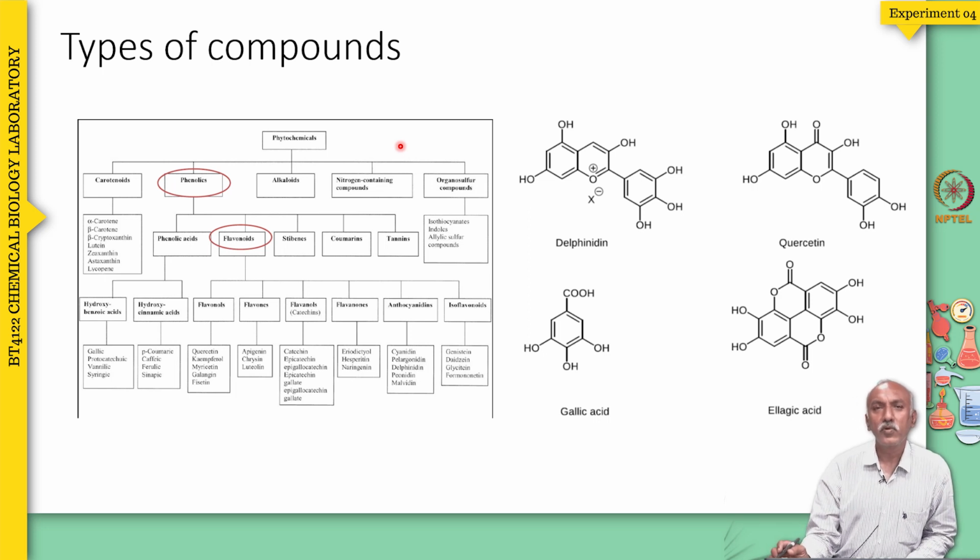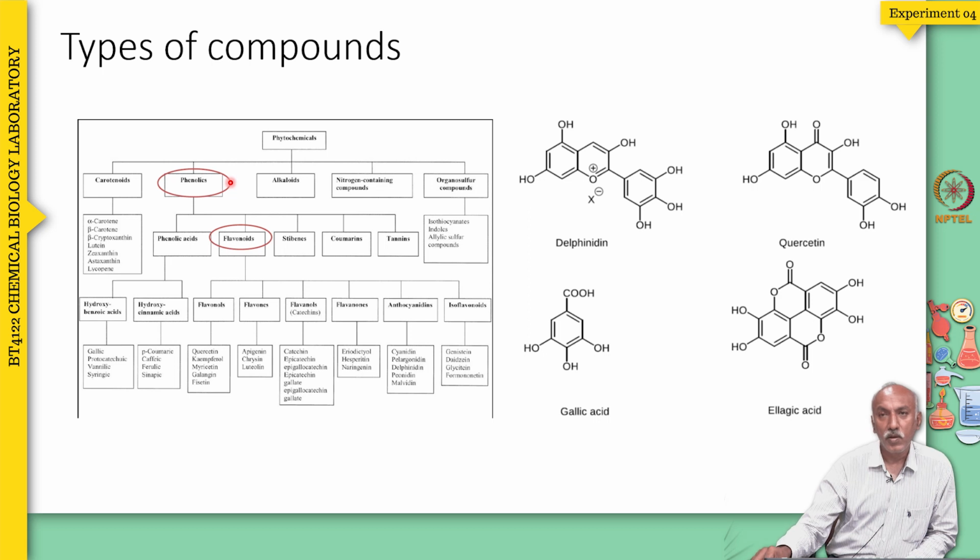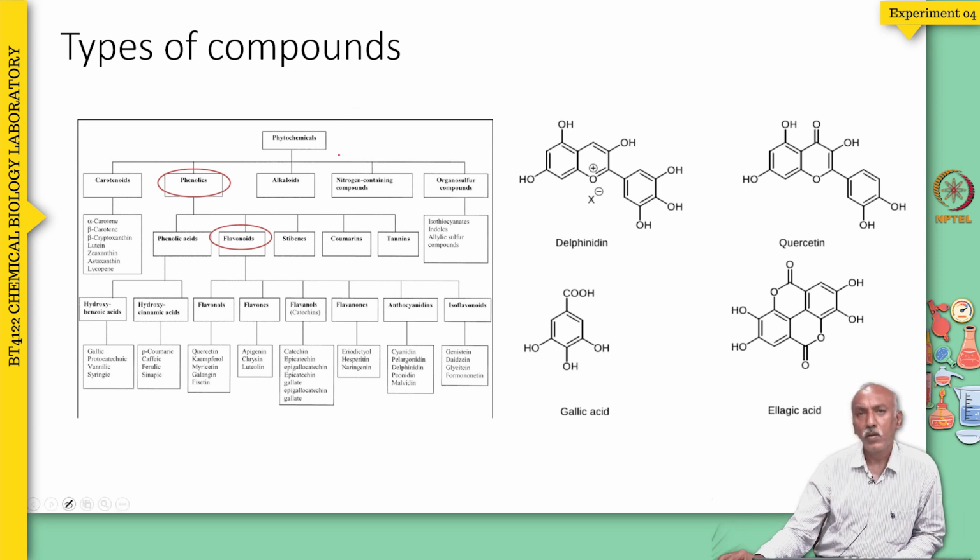And what type of compounds are antioxidants? Basically the phenolic compounds, okay. Phenolic compounds are antioxidants. And if you look here at the pomegranate juice extract, you will find various phenolic compounds which have antioxidant properties.